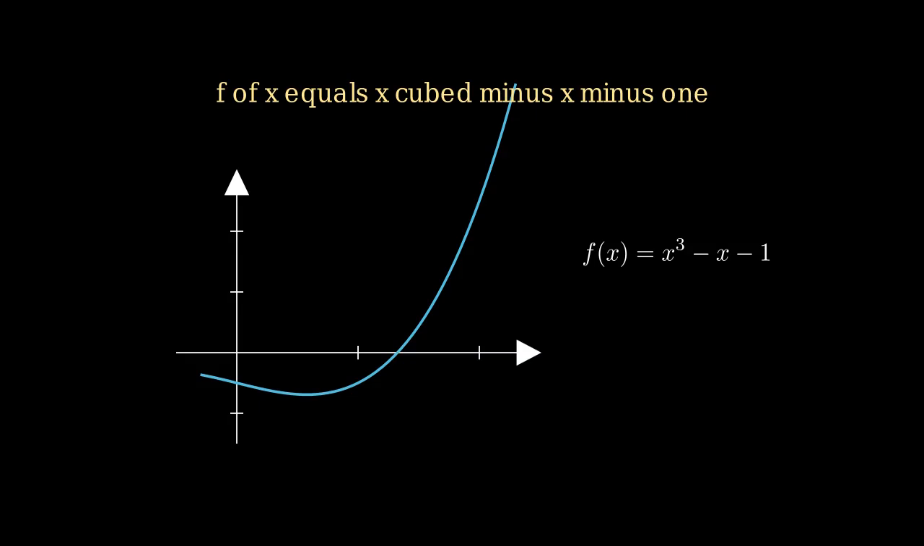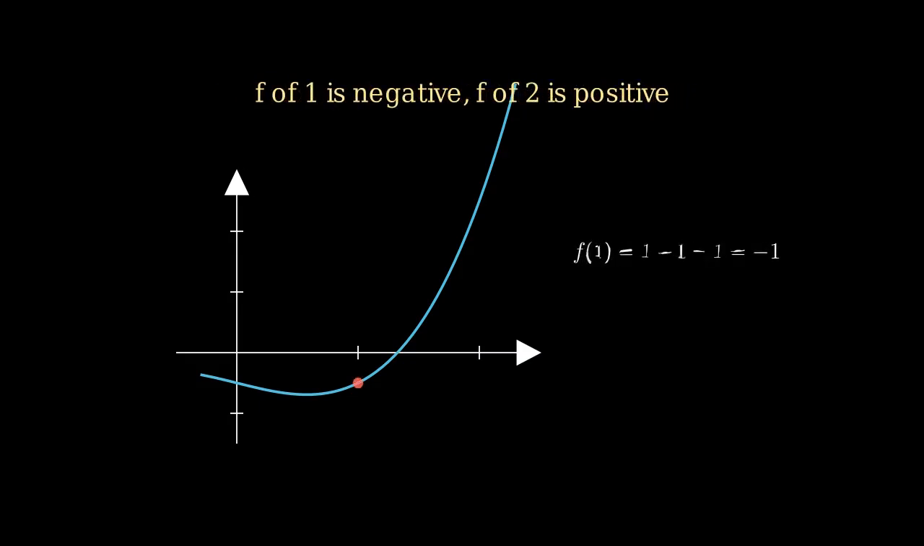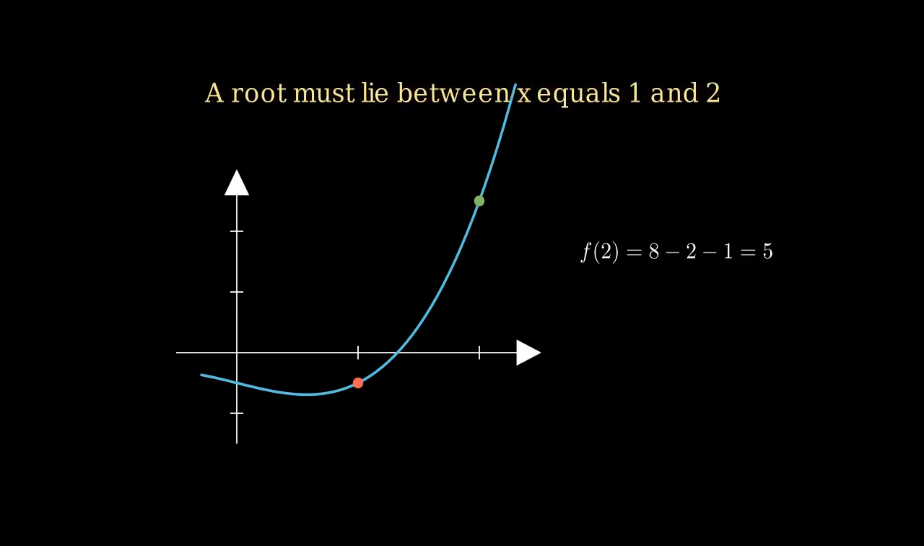We plot it so we can see where it crosses 0. Check f of 1, that gives minus 1, which is negative. Check f of 2, that gives 5, which is positive. Because the function is continuous and it goes from negative to positive, a root must sit somewhere inside that interval. We shade the region between 1 and 2 to mark it.